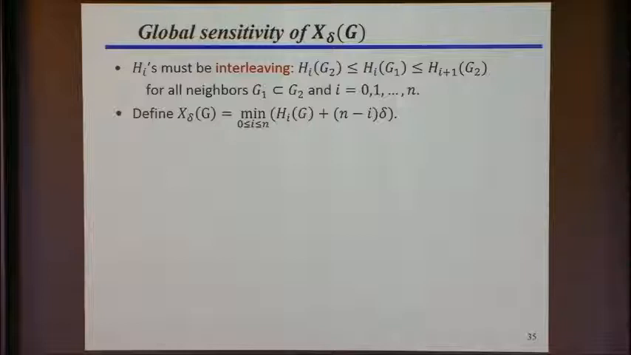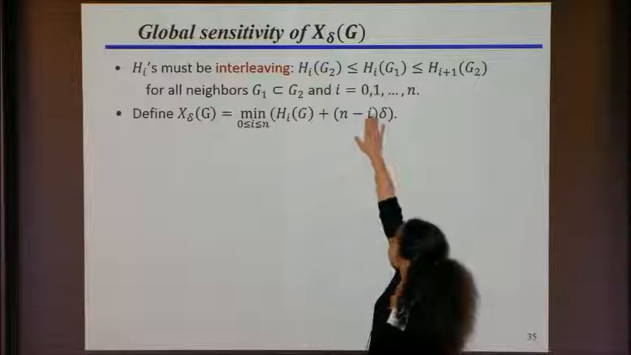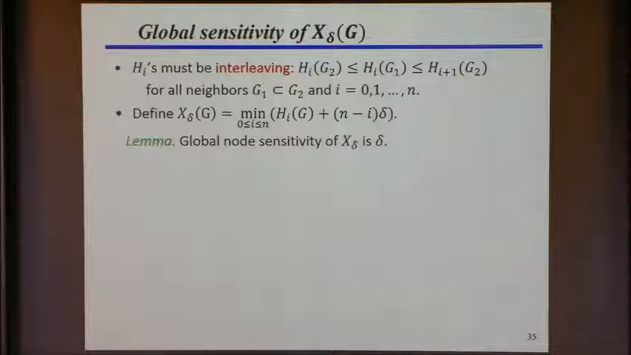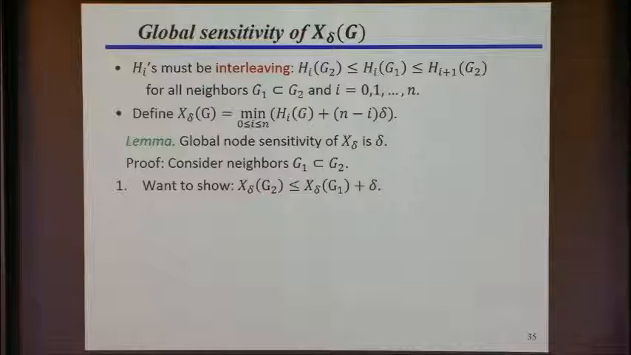So the h_i's must be interleaving. This is what it means. And so this is how this function X sub delta is defined. I wanted to mention briefly, since I'm running out of time, why the global sensitivity of X sub delta is equal to delta. Let me just quickly go over the proof.